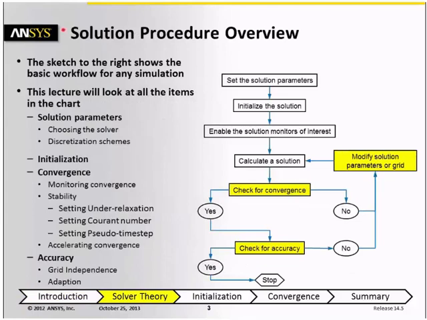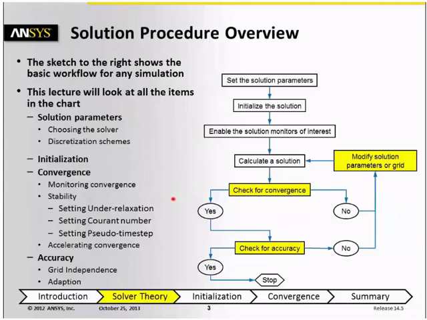Here, we see a flowchart showing the basic workflow for any CFD simulation. In this lecture, we're going to look at all of the items in the chart in more detail, but the basic overview is that we begin by setting solution parameters, which includes choosing the solver and choosing discretization schemes, and then we initialize the solution. We need the solution to converge, so we define monitors in order to be able to monitor convergence while the solution is being calculated.